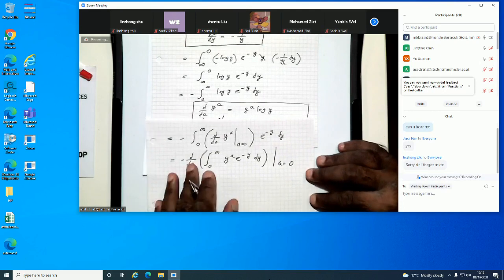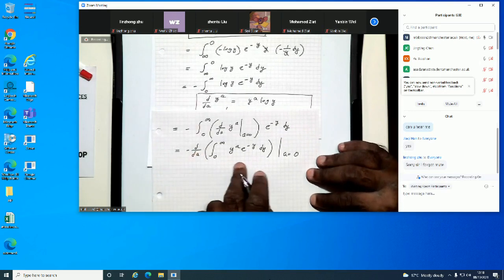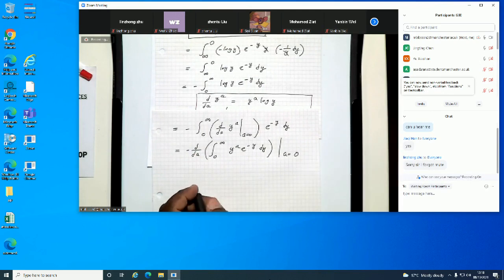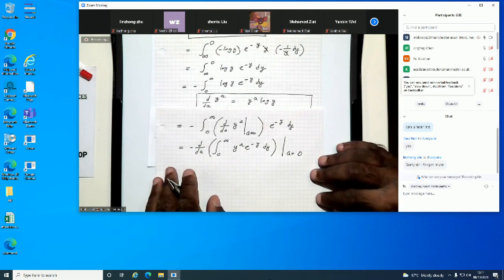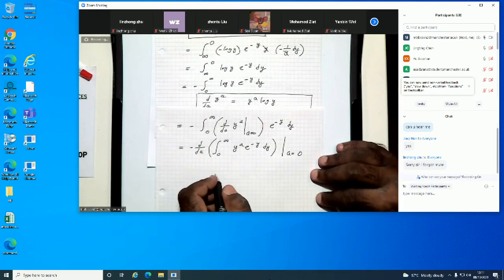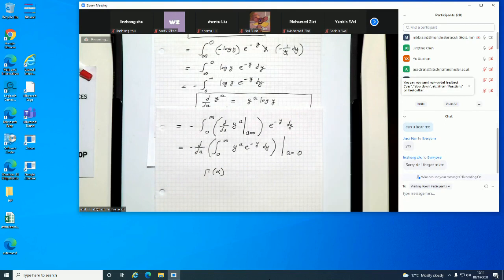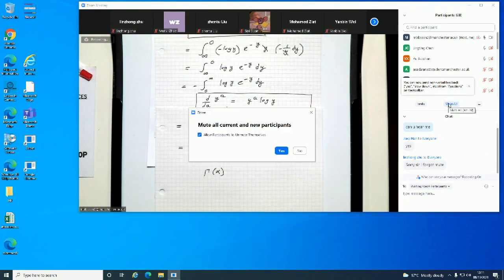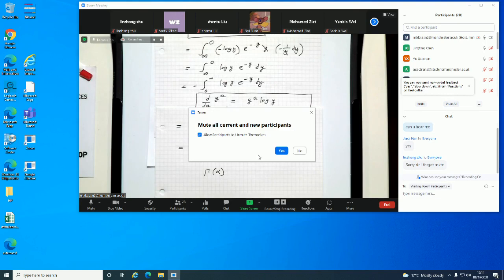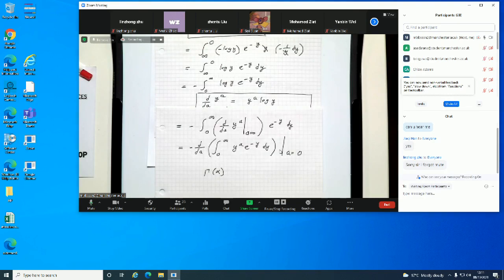Now, finally, you may be familiar with this. I don't know whether you know something called the gamma function. If you're not familiar, I will write down what it is. A gamma function at alpha is defined as follows.